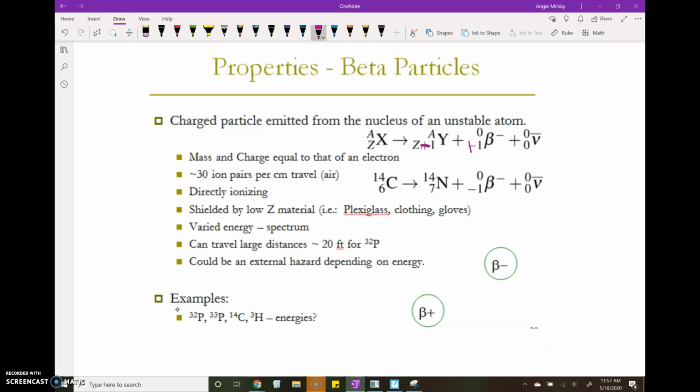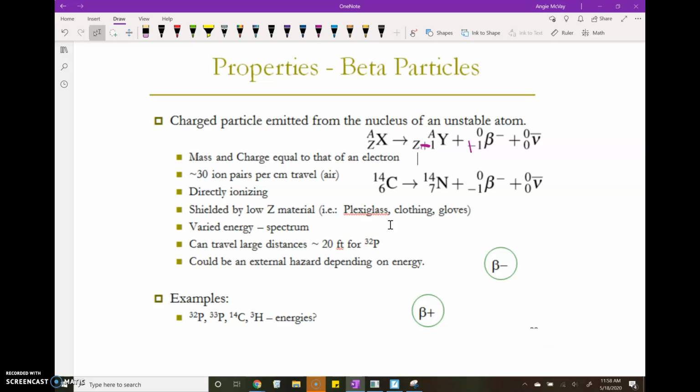They are way less ionizing. Remember, alpha particles could ionize 30,000 pairs per centimeter. Betas can only ionize about 30, so they're way less ionizing. That's the ionizing radiation that is dangerous to us. They are directly ionizing, so they come in contact with particles and ionize them. They're shielded by low mass number materials, so plexiglass, clothing, gloves. Remember, alpha particles can be shielded by skin. Betas can be shielded by clothing.